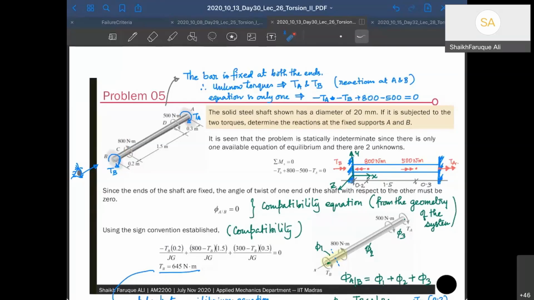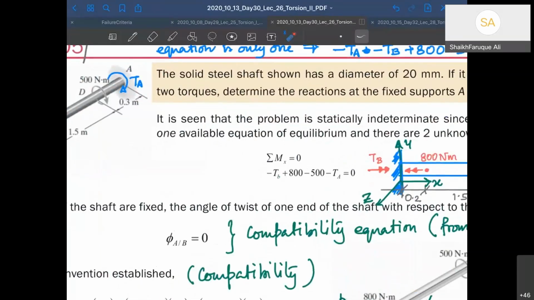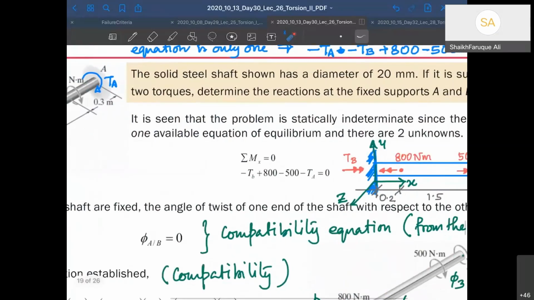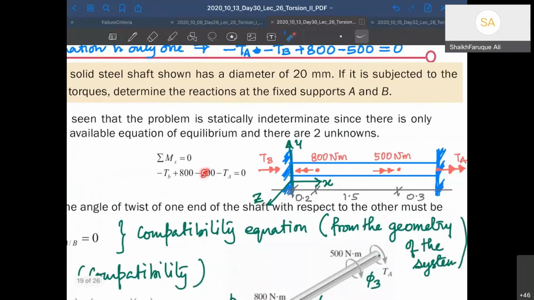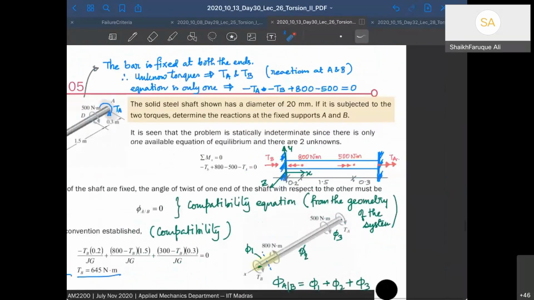If my TB is negative, then C is going to be positive, D is going to be negative, and A is going to be negative, right? Sorry, A is going to be positive. No, A is going to be negative. So it's along the direction of TB, so it's going to be negative. So I put minus TB plus 800 because this is on the positive direction, opposite to that. 500 is along the same direction, so minus 500 minus TA because that's also along the same direction. Now the total of that is going to be 0. So done. That's my equilibrium equation.